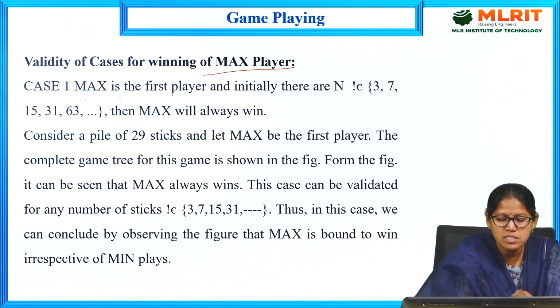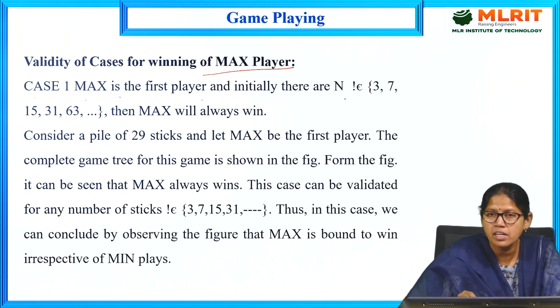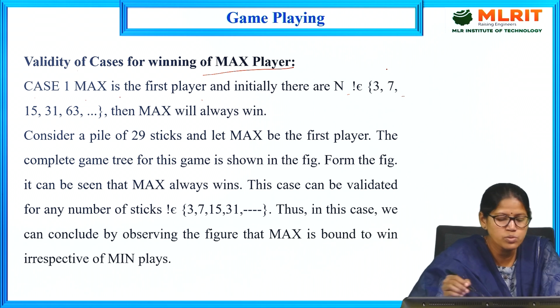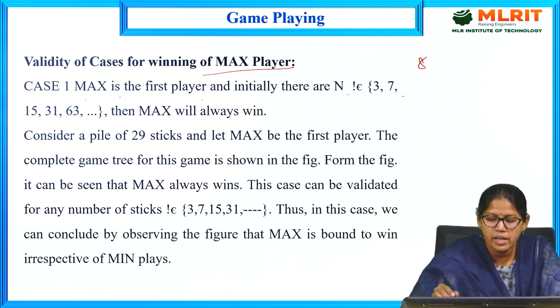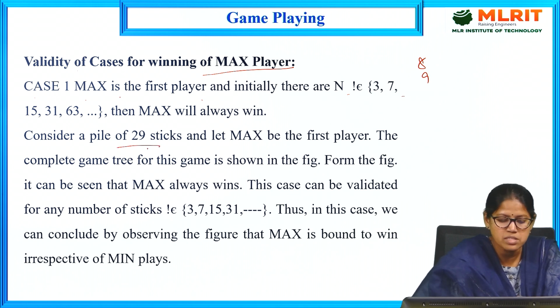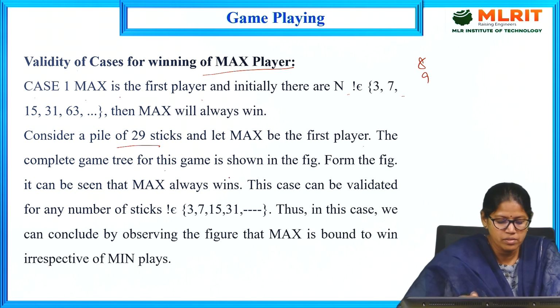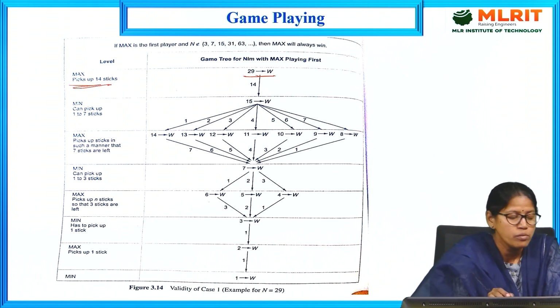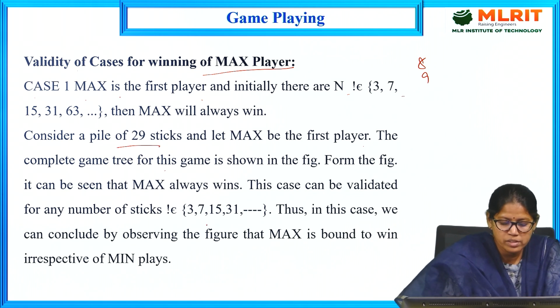Okay, so validity of cases for winning of the max player. Case 1, max is the first player and initially n does not belong to the sequence. So we need to take values out of these sequence, for example 8, 9, like that. Consider a pile of 29 matchsticks and let max be the first player. The complete game tree will be shown in the next slide. Look here, 29, and we need to pick the values. Max is the first player. Which one is the nearest value for 29?